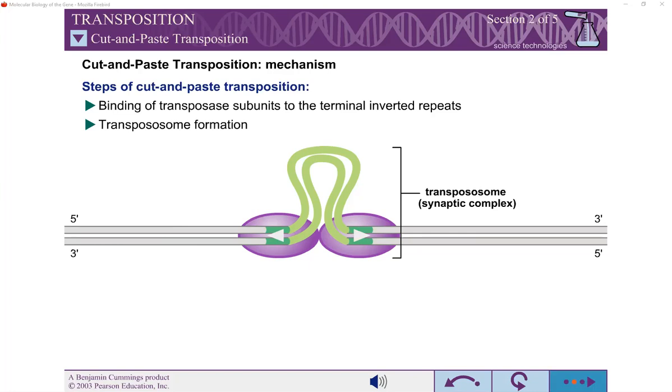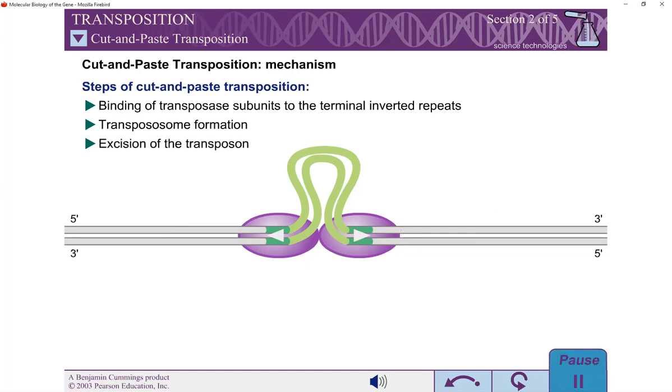Next point. The transposon is excised from its initial location in the genome. To accomplish this, each of the transposase subunits nicks one DNA strand, such that the transposon sequence terminates with free 3' hydroxyl groups at each end. There are two free 3' hydroxyl groups being produced. One is the 3' hydroxyl group produced here, and another is the 3' hydroxyl group produced here. And now the excision is going to take place.